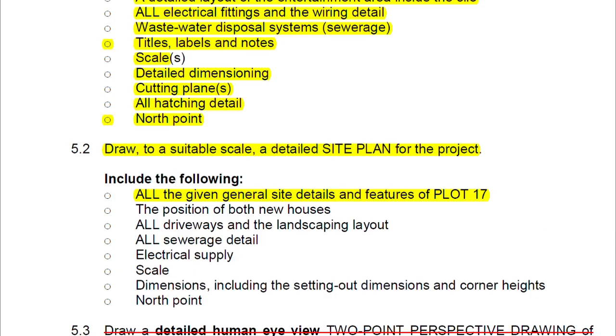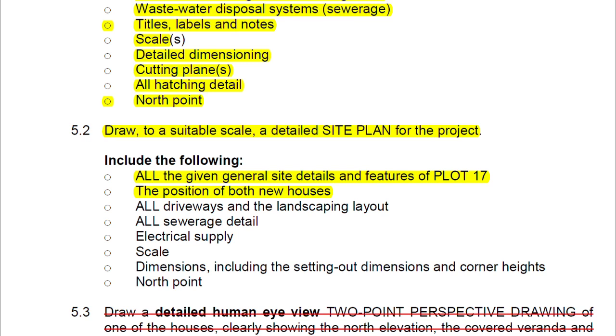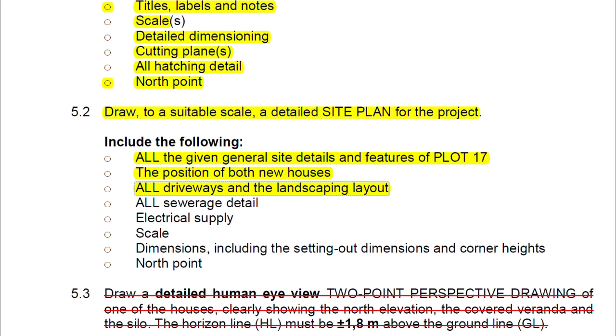The position of both new houses. You need to be able to indicate the position with the correct measurements, of course. You need to show the measurements. All driveways and the landscaping layout, that's your contour lines. All sewer detail, which you will have to design. Your electrical supplies indicated, your scale, dimensions, including setting out dimensions and corner heights. Again, what are the setting out dimensions and corner heights?